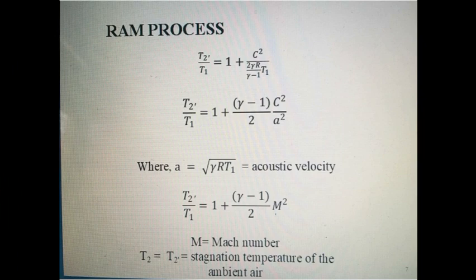So further in terms of Mach number, it becomes T2 dash by T1 equal to 1 plus (gamma minus 1) by 2 M square, where M is the Mach number, and T2 dash is the stagnation temperature of ambient air. So this equation is generally used when the Mach number is given.